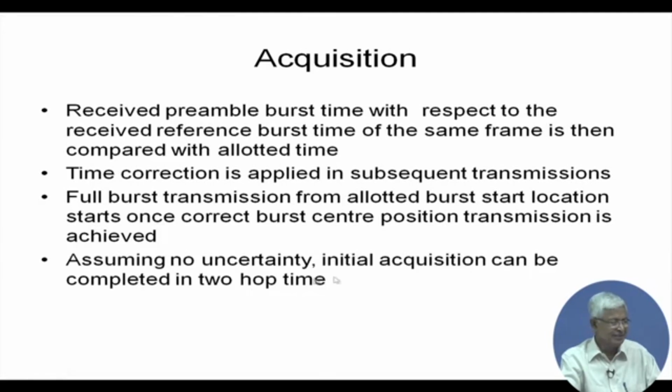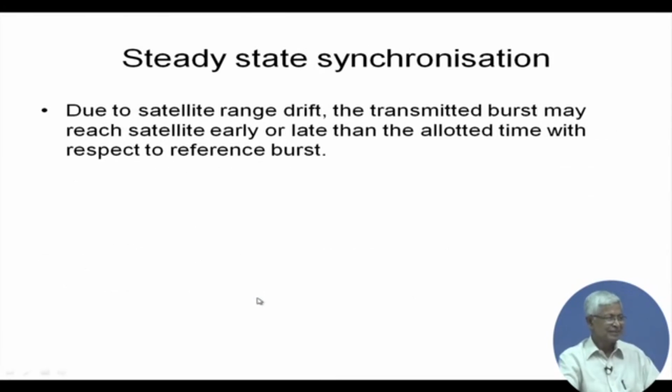Assuming no uncertainty, initial acquisition can be done in 2 hop time. You know where the acquisition is. So, that is about the initial acquisition. Now, how about steady state synchronization?